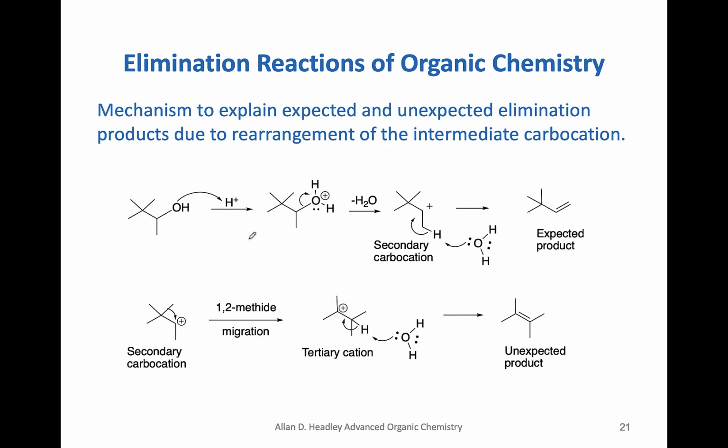Let's look at a possible mechanism. So we have the OH group here, converted to a good leaving group, which leaves, forming a carbocation. The base abstracts this hydrogen to form the alkene. However, because this is a secondary carbocation, the migration of this methyl group here with its bonding electrons over to here will generate a tertiary carbocation that's left behind. So here's a tertiary carbocation, more stable. Abstraction of this hydrogen as a proton will give this as the unexpected alkene.